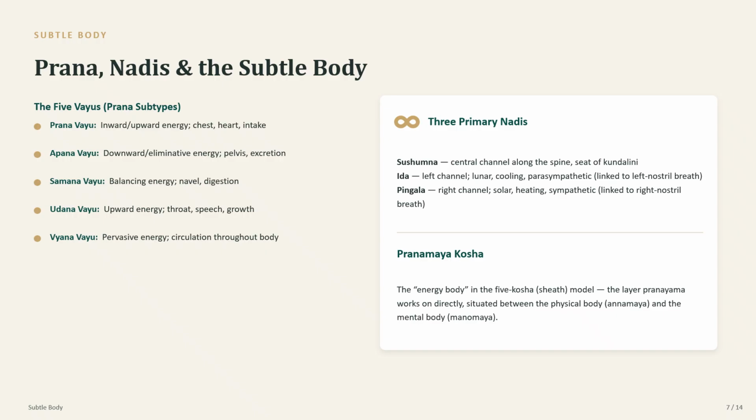Samana Vayu makes sure your energy is completely balanced, and when you have food, Samana Vayu takes care of digestion. Udana Vayu is a Vayu that moves beyond the throat, and it is for speech and growth development. Vyana Vayu is a Vayu that goes completely through your body for circulation.